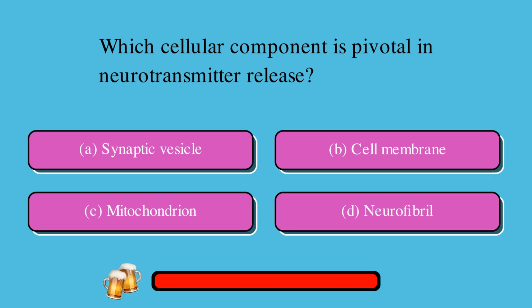Which cellular component is pivotal in neurotransmitter release? A. Synaptic vesicle, or B. Cell membrane, or C. Mitochondrion, or D. Neurofibril. The correct answer is A. Synaptic vesicle.